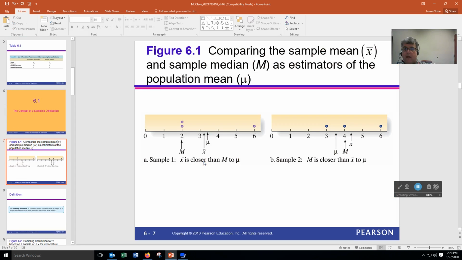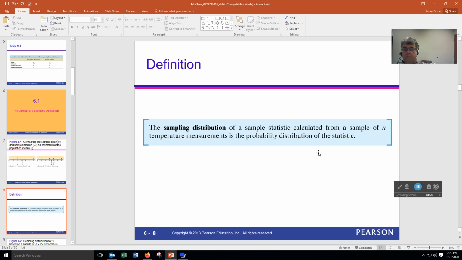Okay. Now, here we have a sample. X bar is closer to m than to mu. Okay. In another sample, m is closer to x bar than to mu. Okay. So here, the median, the sample population, and the sample mean and the population mean. Okay, you can see how those are set up.